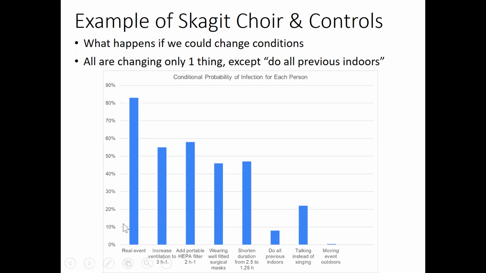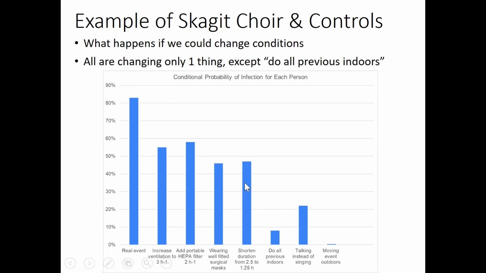Now we go back to the real case, but we add a portable HEPA filter. Again, the chance of transmission goes down quite a bit. Now we go back to the original case, but they were all wearing well-fitted surgical masks. Again, the chance of transmission goes down quite a bit. Now we shorten the duration. Instead of 2.5 hours, it was 1 hour and a quarter. Again, the chance of transmission goes down quite a bit.